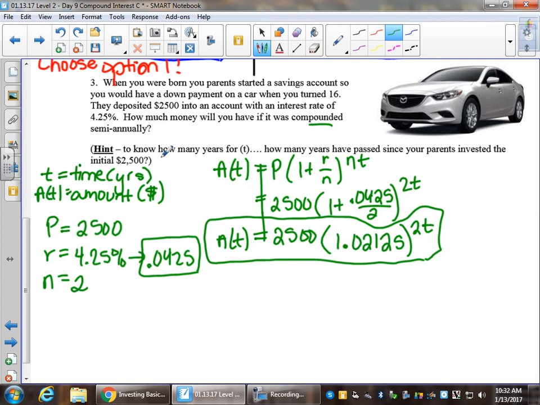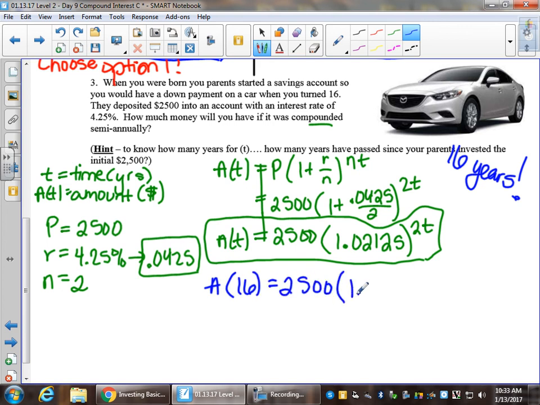So the hint says to know how many years for T, how many years have passed since your parents invested the money? Well, they started investing when you were born, and you just turned 16. So 16 years. So let's figure out A of 16. Let's see how much money you have in the bank for this car now, thanks to your parents' investment. So A of 16 equals 2,500 times 1.02125 raised to the 2 times 16. Purely a calculator exercise at this point. 2 times 16 is 32.